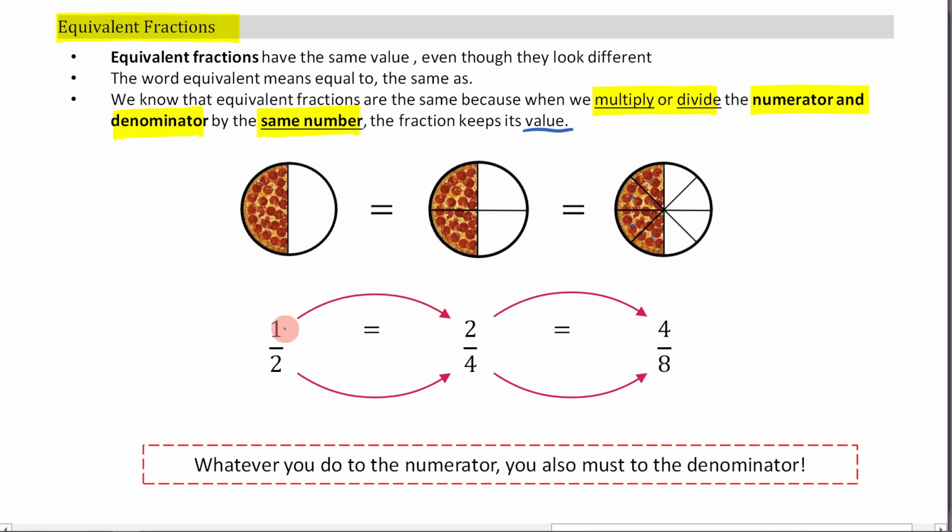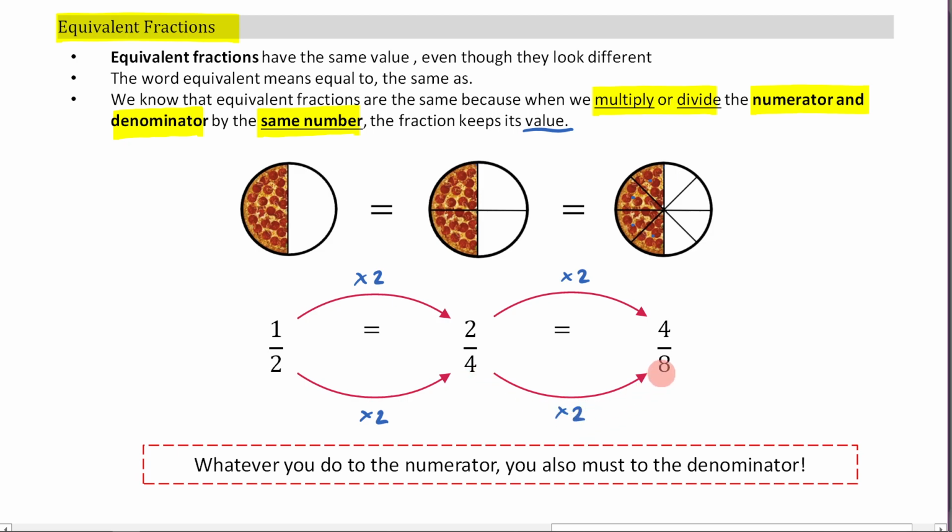So what have we done here? Well, hopefully you can see, how have I gone from 1 on 2 to 2 on 4? Hopefully you can see I've just times it by 2. 1 times 2 is 2. 2 times 2 is 4. How have I gone from 2 on 4 to 4 on 8? Again, I've multiplied my numerator by 2. 2 times 2 is 4. And I've multiplied my denominator by 2 as well. And if I do that, 4 times 2 is 8 as well.